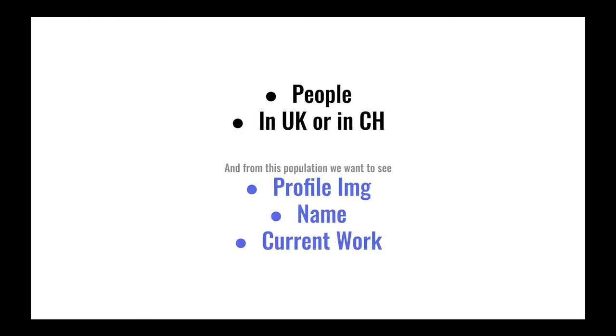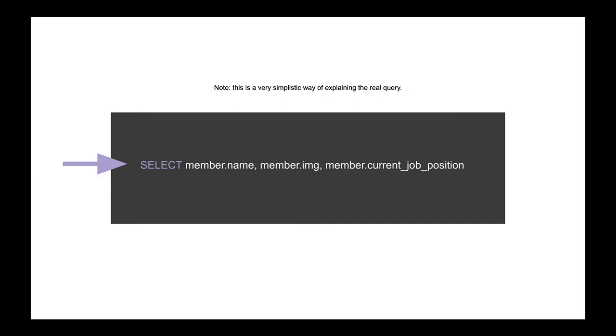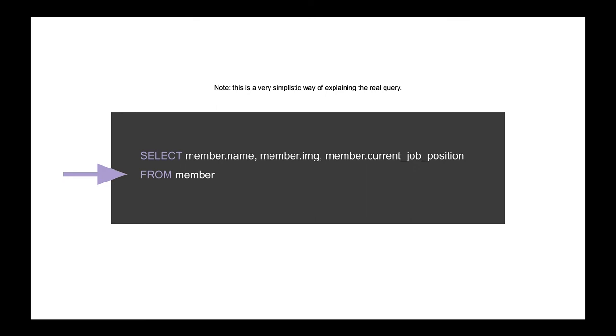So we want people located in the UK or Switzerland, and we want to see their profile image, name, and current work. Now, the query starts with selecting what we want to see. We're saying, hey database, give me the image, name, and current job position. We still didn't say from whom. Then we select the table we want to query, in this case members.